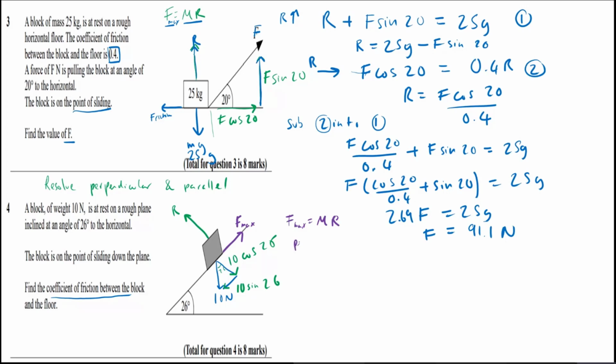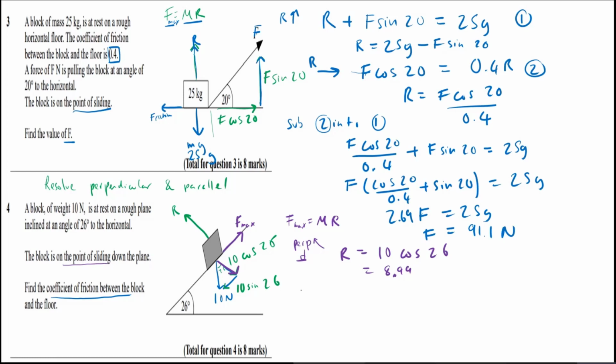So let's go perpendicular to the plane. We know this R is on the point of sliding, so we'll still use equilibrium rules. So that R has to equal this 10 cos 26, which is the only force acting on it. And we know that is 8.99. Sometimes it's just safer to use that whole answer in the calculator.